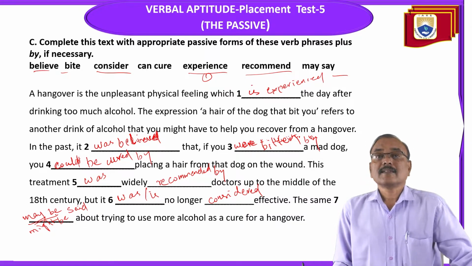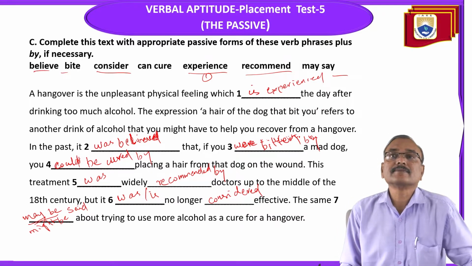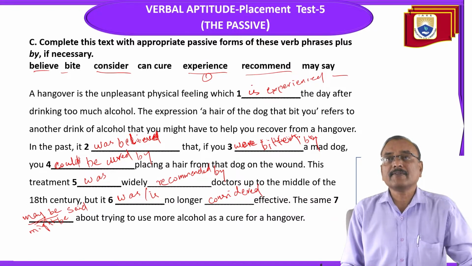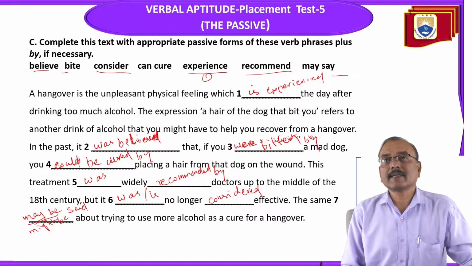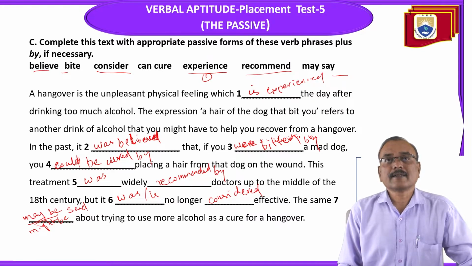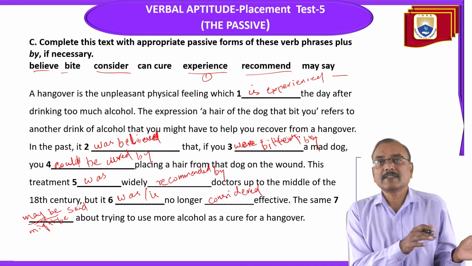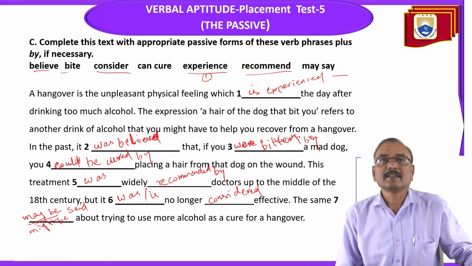Said about trying to use more alcohol as a cure for hangover. Right? A hangover is the unpleasant physical feeling which is experienced the day after drinking too much alcohol. The expression a hair of the dog that bit you refers to another drink of alcohol that you might have to help you recover from a hangover. In the past, when it is of past, generally was or were followed by V3 form. Is it clear?